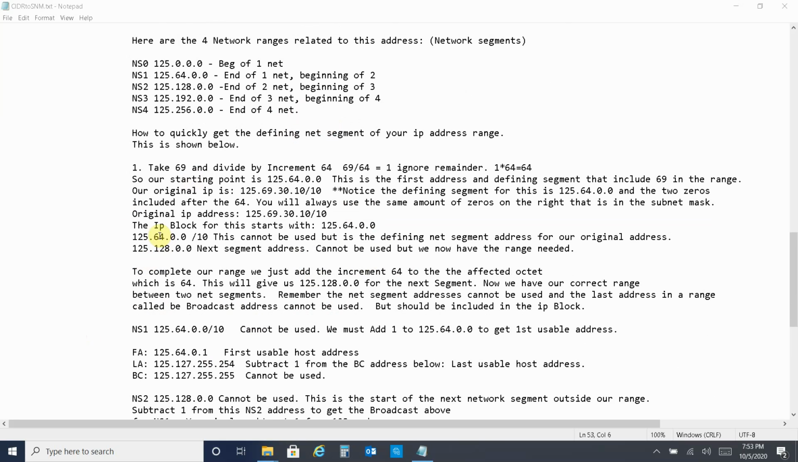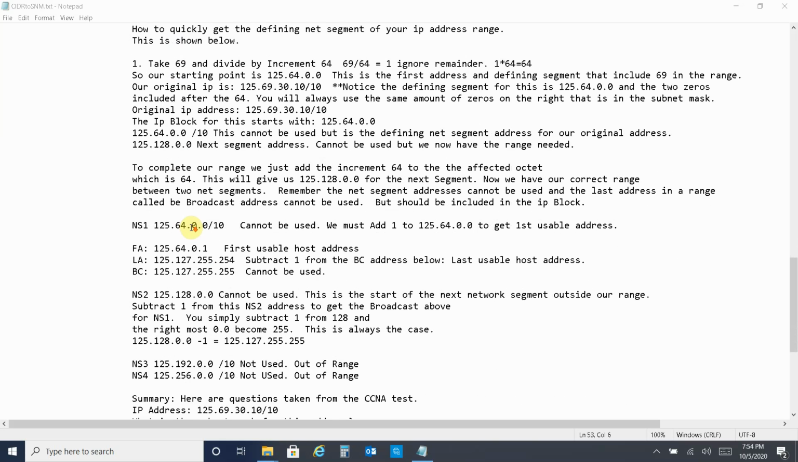Now the next segment address is, guess what? We add our increment of 64 to 64, and we get 128. Next segment address. It cannot be used, but we now have the range we need. So to complete our range, we just add the 64 to the effective octet, which I just told you right up here. Let me show you here. So here's our first one.